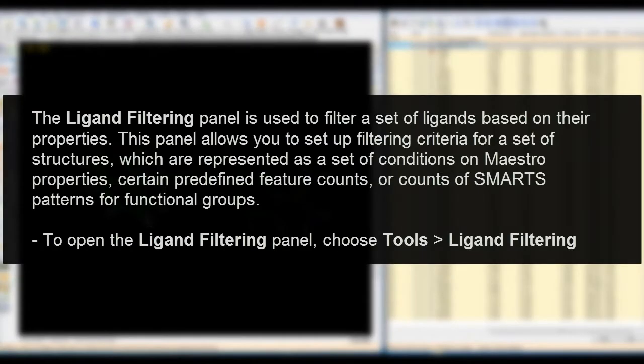The ligand filtering panel is used to filter a set of ligands based on their properties. This panel allows you to set up filtering criteria for a set of structures. The filtering criteria are represented as a set of conditions on Maestro properties, certain predefined feature counts, or counts of SMARTS patterns for functional groups.